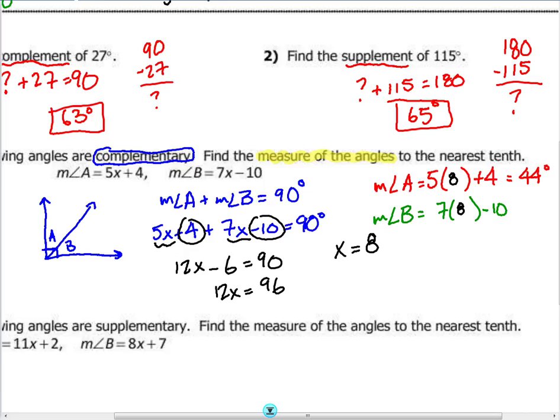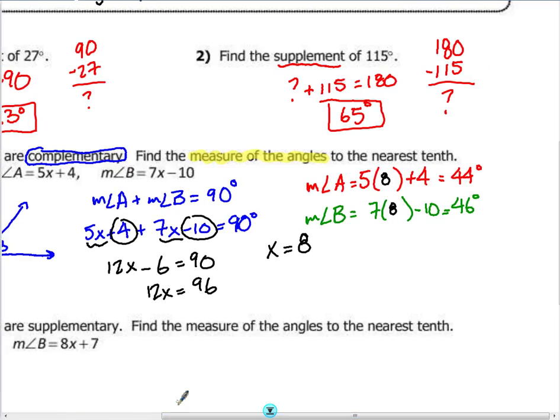Well, the nice thing is, what should these two angles, 44 and 46, add up to? When I add them together, they should add up to 90 degrees. And if they don't, that means I did something wrong. So my final answers are 44 and 46 for example 3. Go ahead and pause your notes here and see if you can try example number 4.